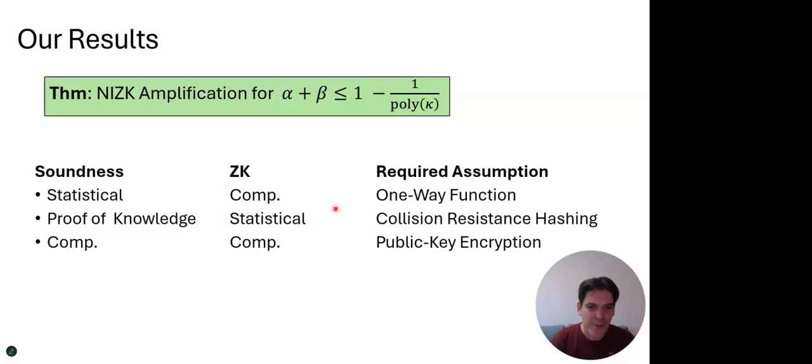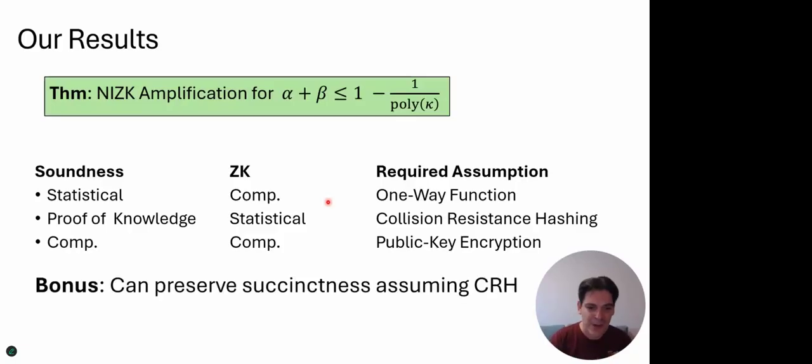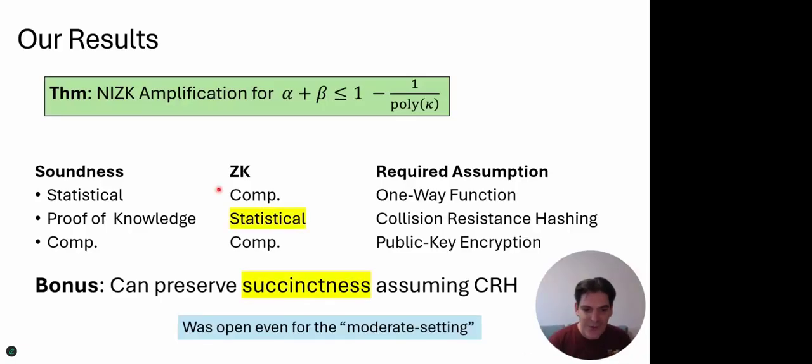And our proof is very robust. It holds in many settings in a unifying way. For example, the canonical setting where the soundness is statistical and zero knowledge is computational, all we need is one-way functions. For other settings, we need slightly stronger assumptions. And as a bonus, we can also preserve the succinctness of the proof system if we have a collision-resistant hash function. And this is nice because in previous transformations, we didn't know how to preserve statistical soundness or succinctness, even if we start from a moderately hard NISQ.